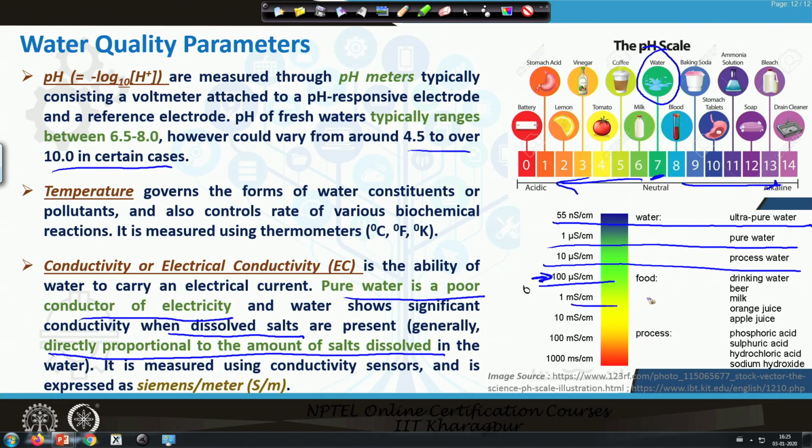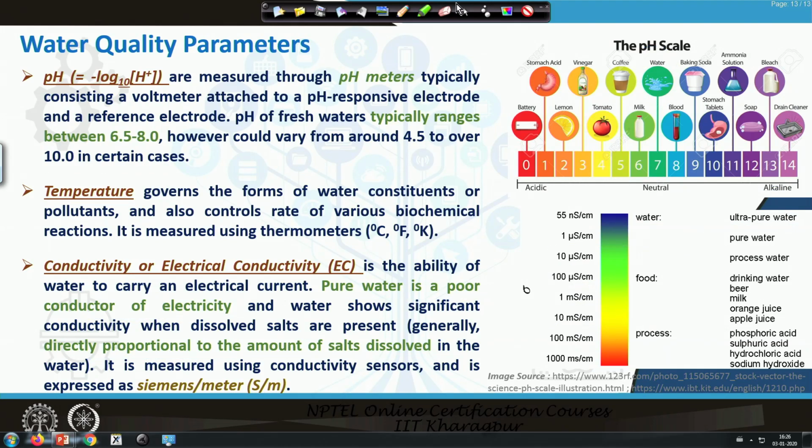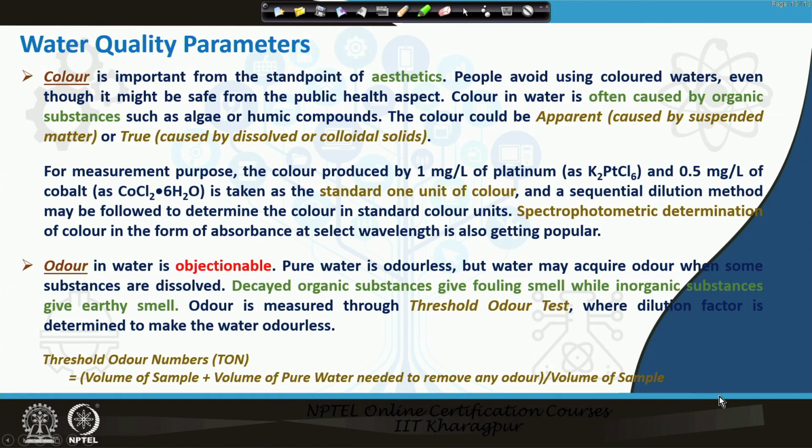Okay. And then milk has a conductivity in the range of 1 millisiemens, and juices in a higher range, then the acids and these things, the conductivity is even higher. So, that way we can actually have an idea of the characteristic of the water by measuring the conductivity. And as we said, conductivity is generally proportional to the level of dissolved salts present in the water.